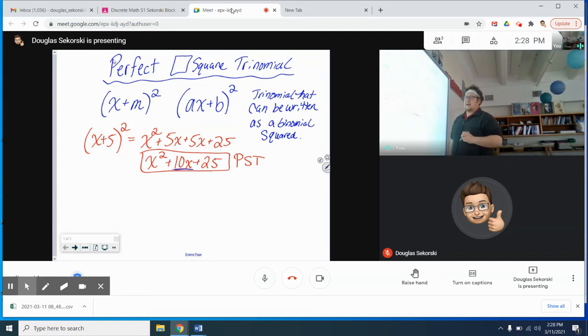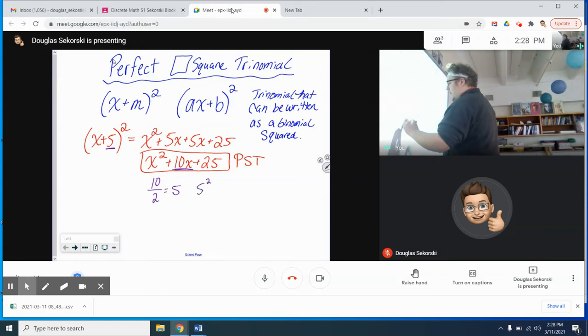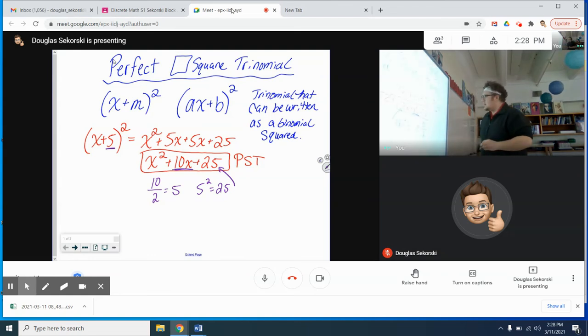You look at that 10x, and you think back and you say, all right, that 5 right there, how do we get from this 10 back to the 5? Well, you're going to take 10 divided by 2, and you get 5. And then you take that 5 and you square it, and that gives you the constant term. So please recognize that we're using a coefficient of 1 right now, and that's all you're going to do in this video. We'll talk about a coefficient other than 1 in class.